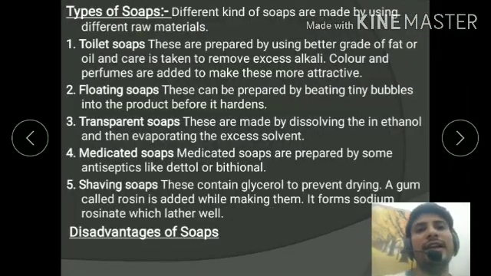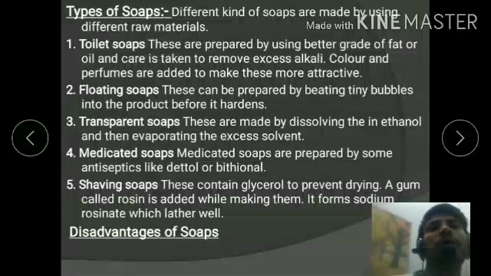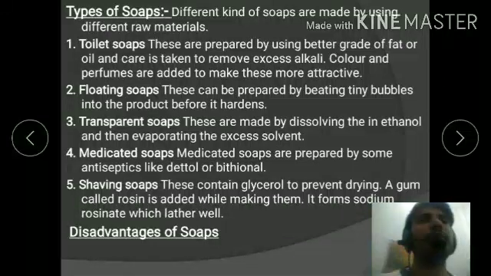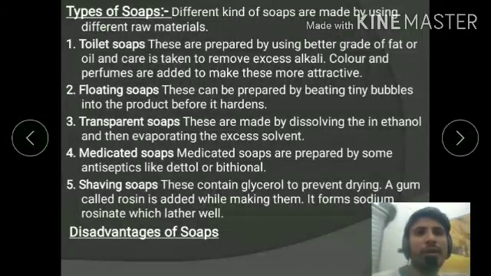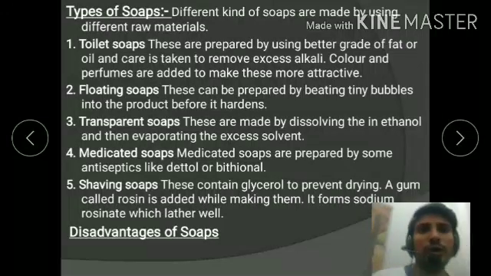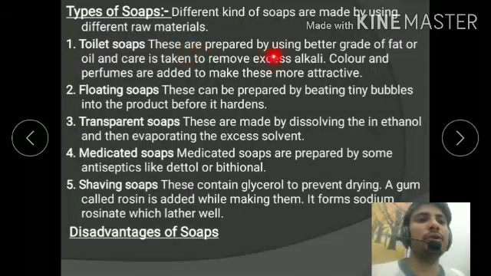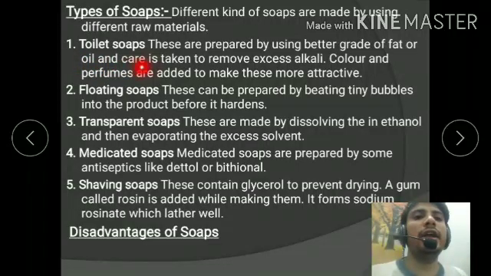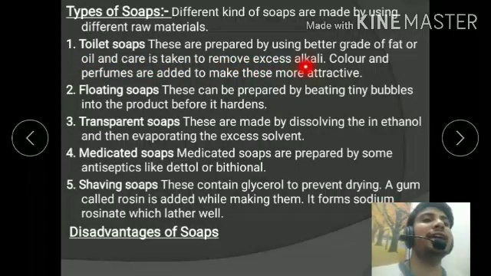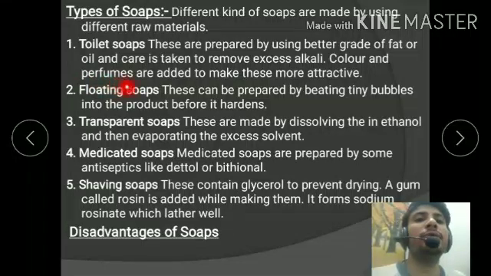Okay, the next slide is types of soap. How can we classify soap? There are some different types of soap that we use at this time. The first one is toilet soap. What is toilet soap? These are soaps prepared by using a better grade of fat or oil, and care is taken to remove the excess alkali. Color and perfumes are added to make these more attractive. Toilet soap.